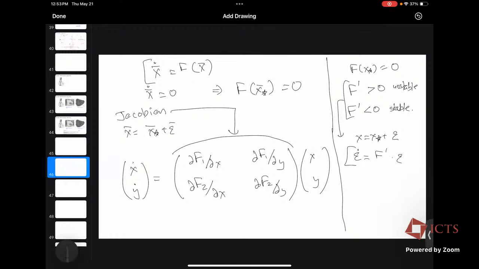Now, what is the equivalent of asking whether f prime is greater than 0 or less than 0? Does anyone have any guesses for what that would mean in the context of this Jacobian?